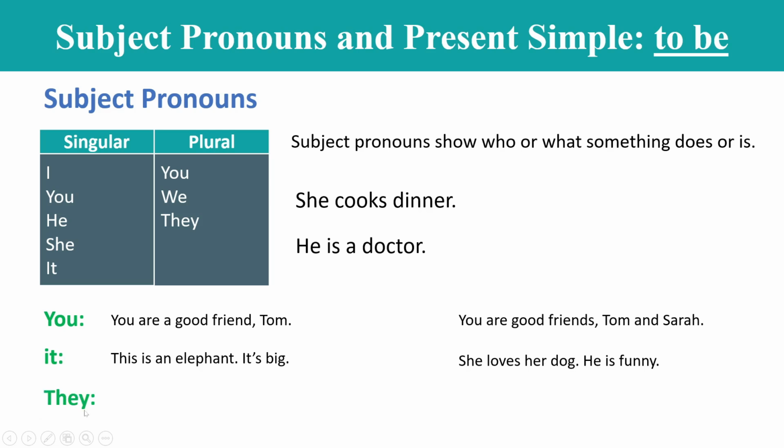They can be used for people, things, and animals. Let's see the examples here. Where are the boys? They are at home. In this example, they means the boys. They are at home means the boys are at home.